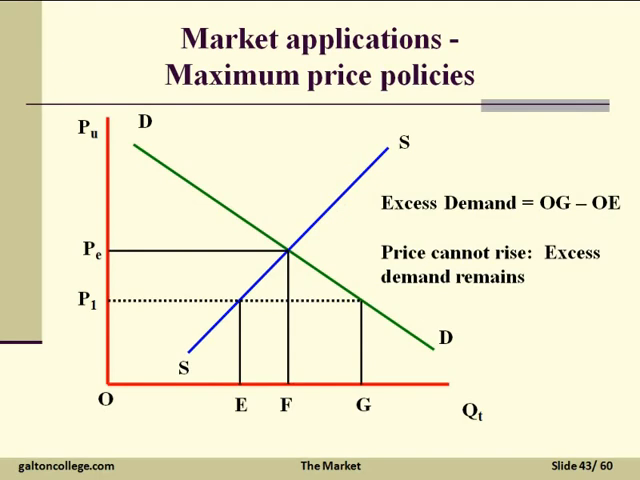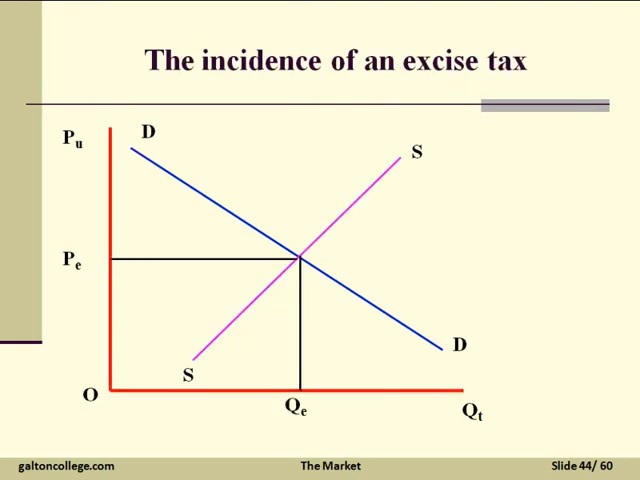So even though the official price is fixed at P1, there might be a non-official price, a market price, not condoned by the government perhaps, but one that has emerged nonetheless, of PE. So the government policy there may not have been effective.